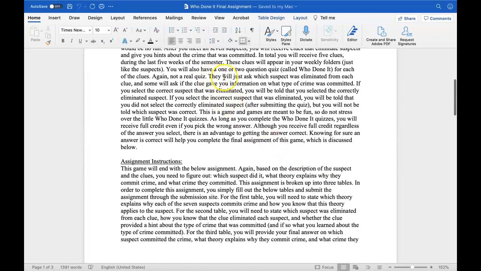They're going to ask you which suspect was eliminated from each clue, and some will ask if the clue gave you information on what type of crime was committed. So after you answer, you're going to be presented with a screen that says, yes, you got it right. Then you would go down and fill out the table, or no, you didn't choose correctly, and then it's up to you to figure out which one actually committed it.